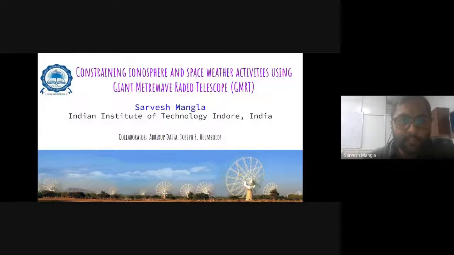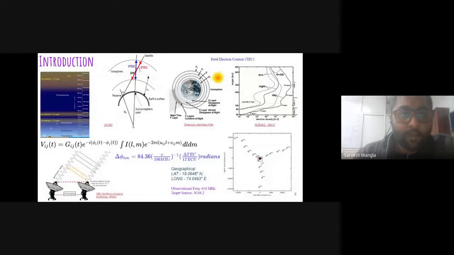Hello everyone, myself Sarvesh Mangla from Indian Institute of Technology Indore, here to present my work on studying space weather using GMRT. A quick introduction: in low frequency observation, the ionosphere is quite an obstacle and needs a precise calibration procedure to make images. The same calibration data can give insight into the ionosphere.